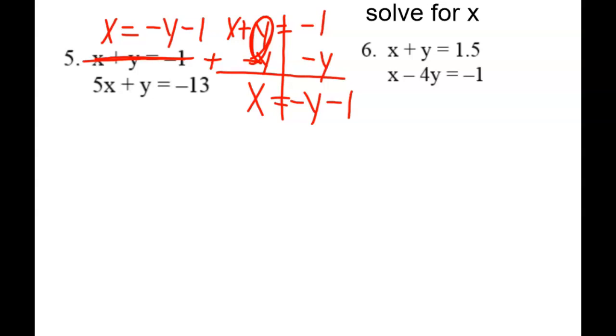Okay, what am I going to be substituting for x? What am I going to be substituting for x in the second equation? Negative y minus 1. So everybody look up here. I've got my 5, right? Where my x is, I'm going to do negative y minus 1 plus my y equals negative 13.